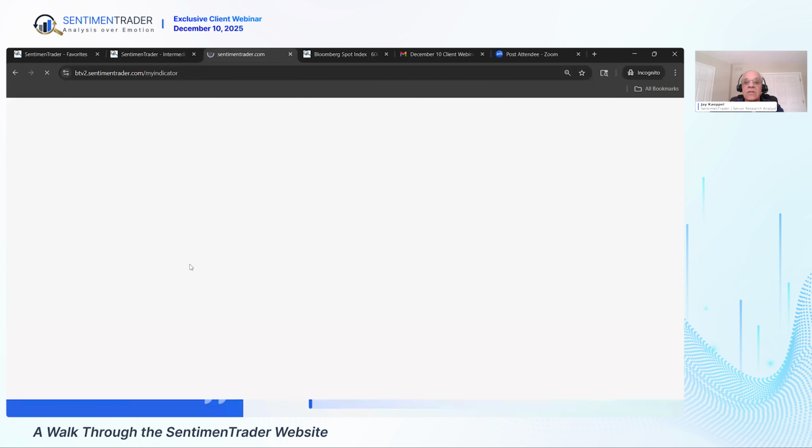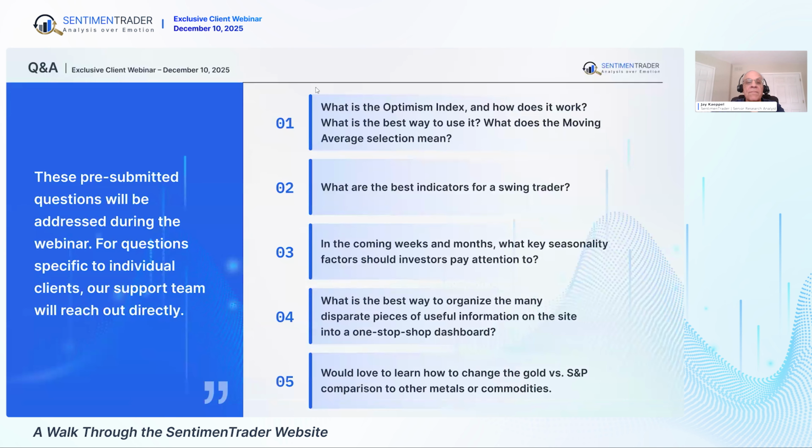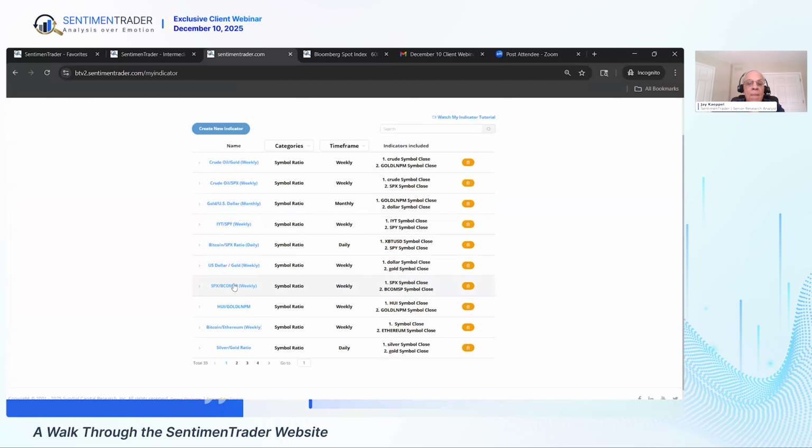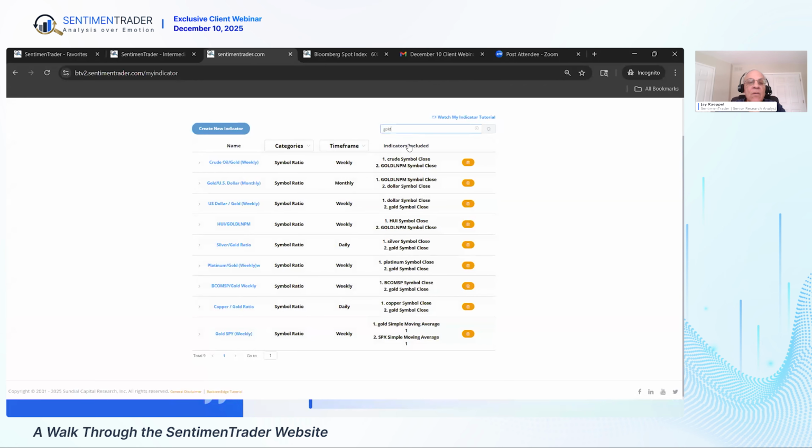So for example, here I have crude oil versus the S&P 500. Okay, I'm sorry, was it gold and S&P? Okay. I think I have that one here somewhere. Let me just take a look. So if I go gold, US dollar, gold, SPY, there we go.